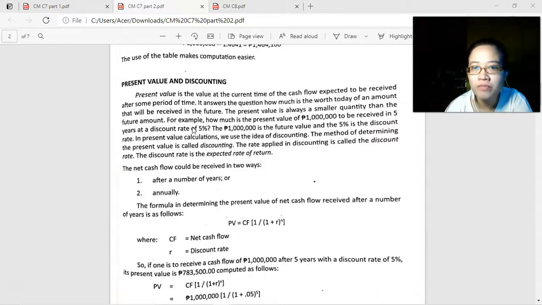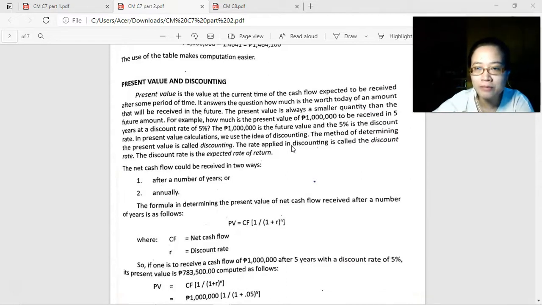Okay? For example, how much is the present value of 1 million to be received in 5 years at a discount rate of 5%? So the 1 million is the future value and the 5% is the discount rate. In present value calculations, we use the idea of discounting. Kasi kumbaga, future value mas malaki compared sa present value.